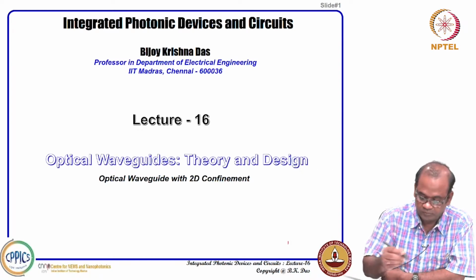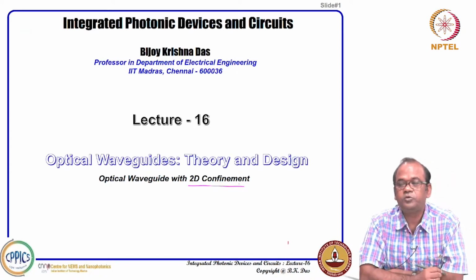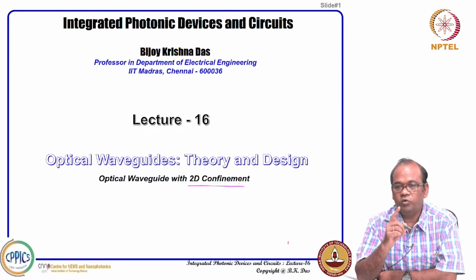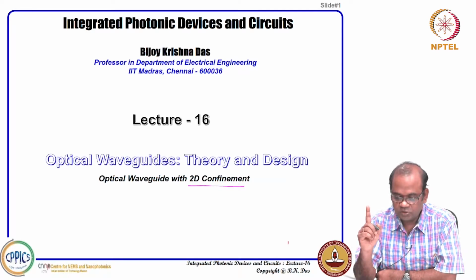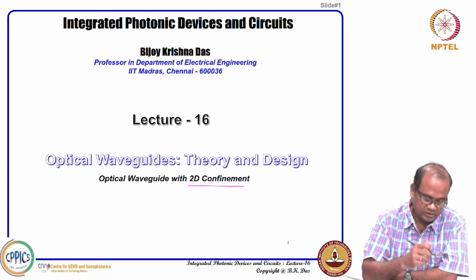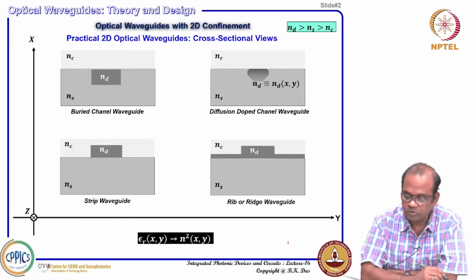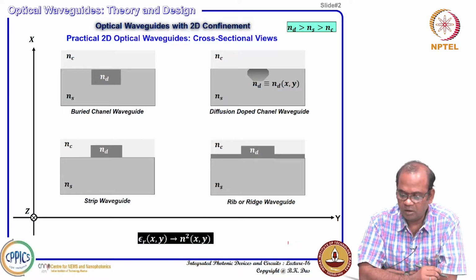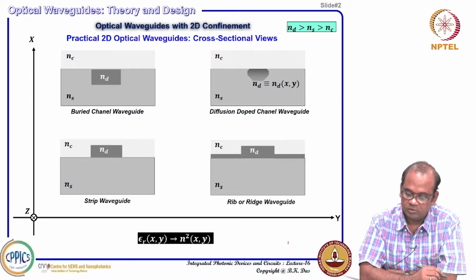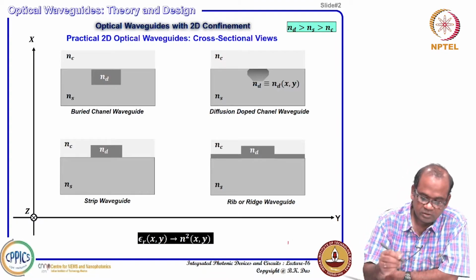implemented or designed, I would say 2D waveguide, 2D confinement. That means a guided mode will be confined in two directions and it will be allowed to propagate in the third direction. So, that is the practical waveguide we can use for photonic integrated circuits. Let us move on and see what different types of waveguide are popular in photonic integrated circuit development. So, the first type of waveguide is this one.